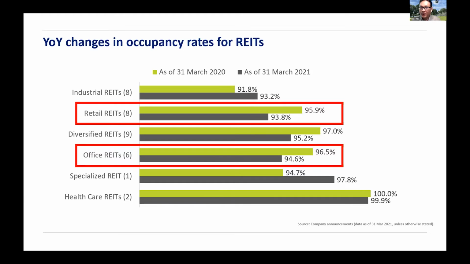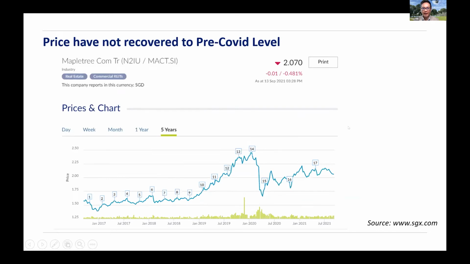And if you ask me, during this kind of period, I think these are quite impressive numbers. We are not talking about a 30% drop, 50% drop. No. In fact, it's only like 1-2 percentage points. So please bear that in mind. We are not seeing a huge vacancy rate right now in the office and retail sector. But yet now you can see that the price for most of these REITs have not recovered.